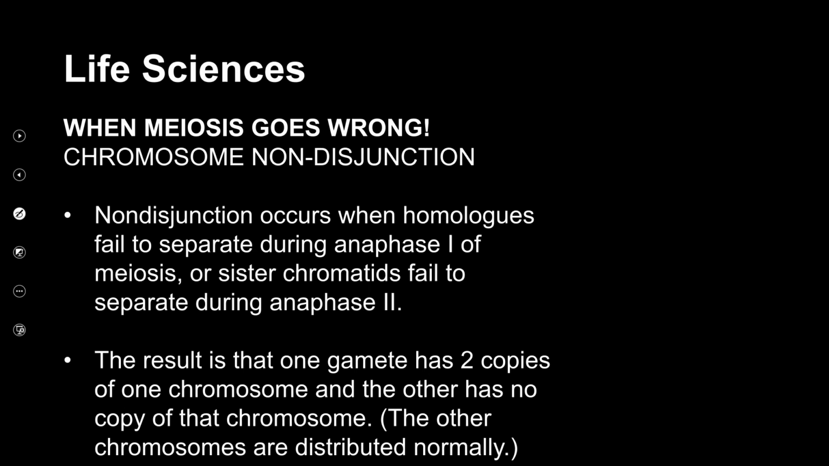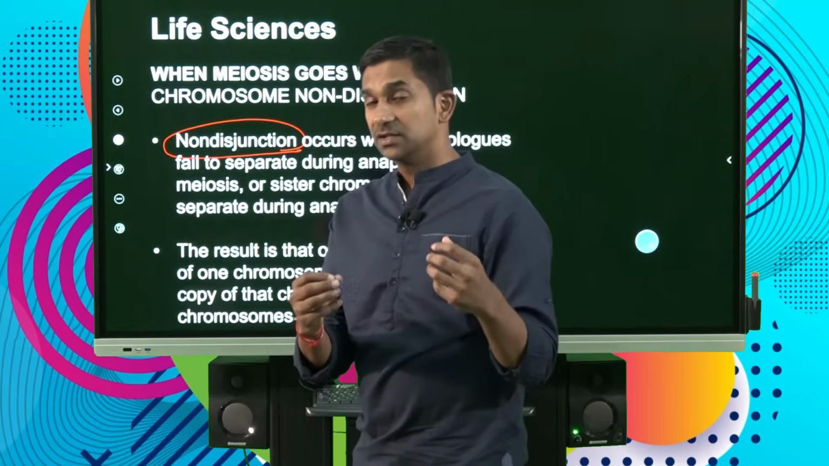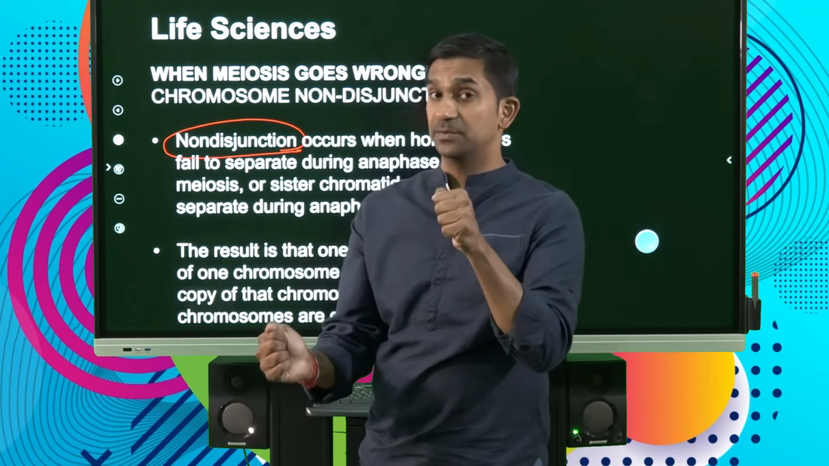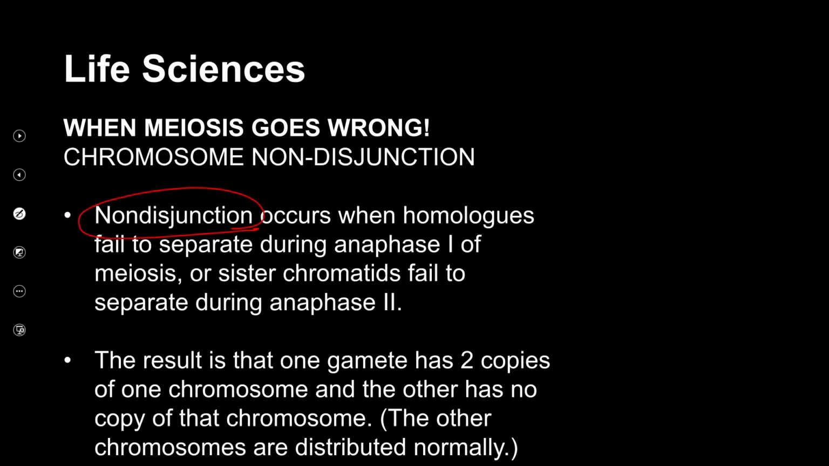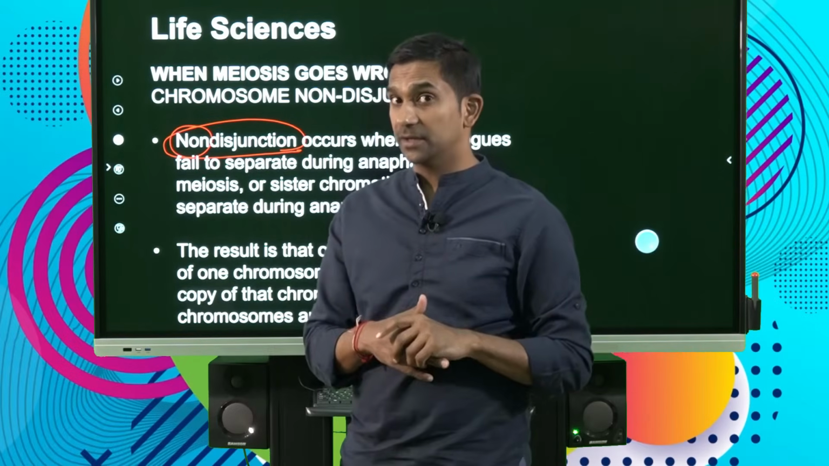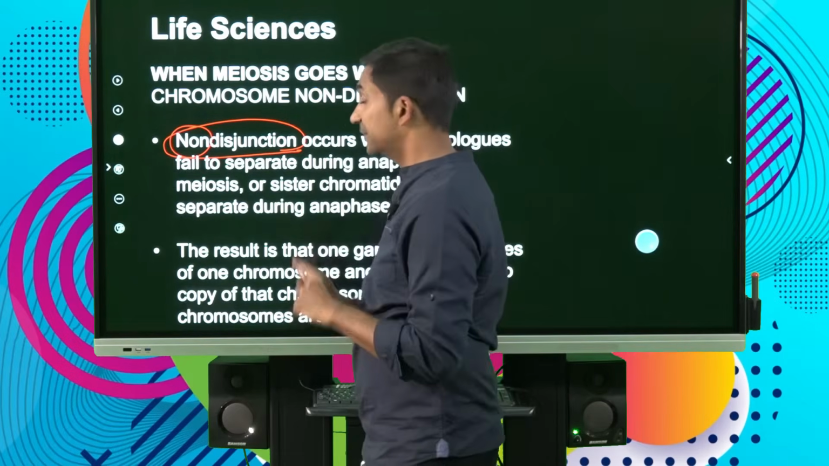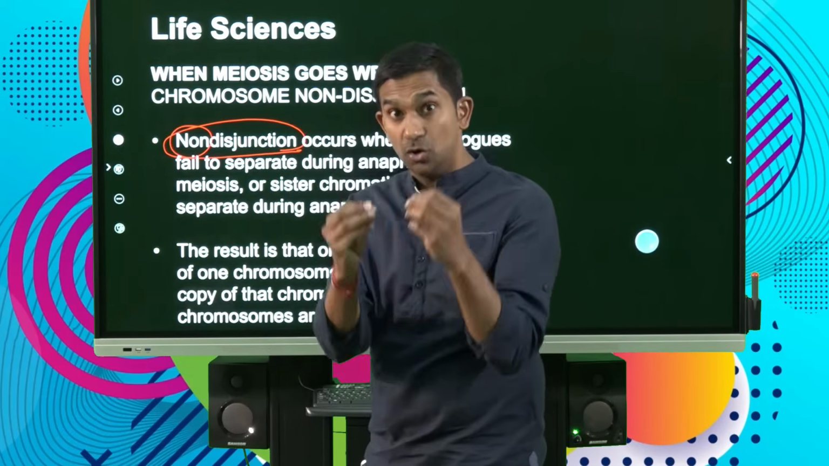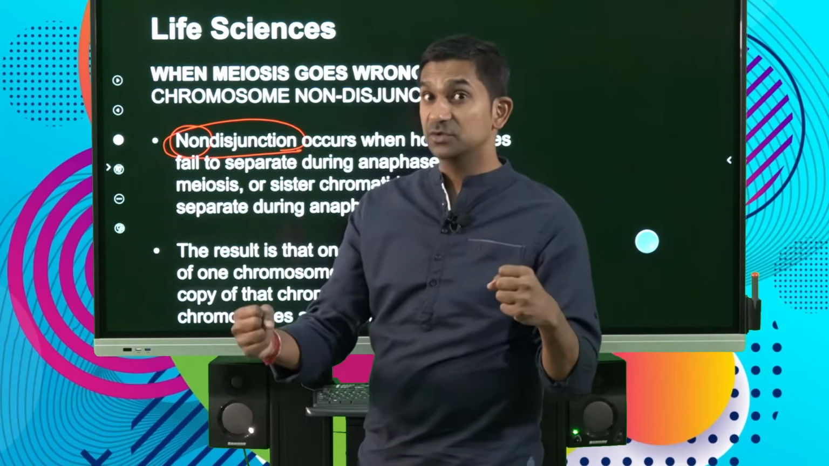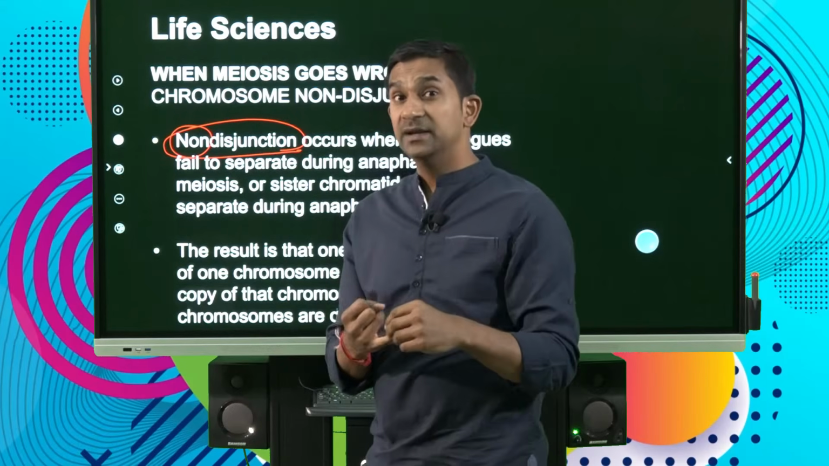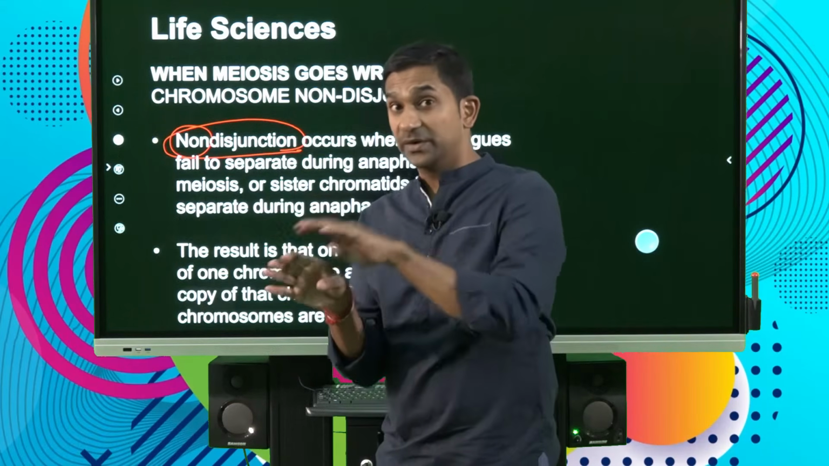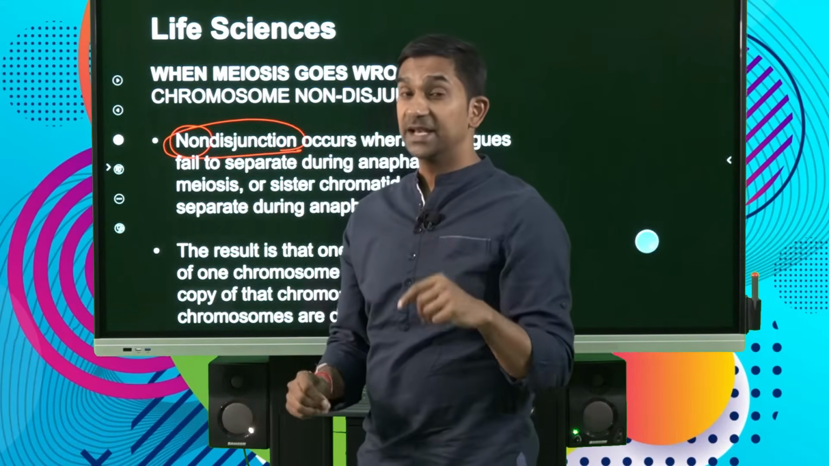So there's an important concept that we need to recognize as non-disjunction. And essentially non-disjunction, the word disjunction refers to separation. The concept of non-disjunction again refers to when separation does not occur. So it's important that we recognize that separation, or disjunction, of chromosomes normally occurs in anaphase 1 as well as in anaphase 2, where the chromatids move apart.